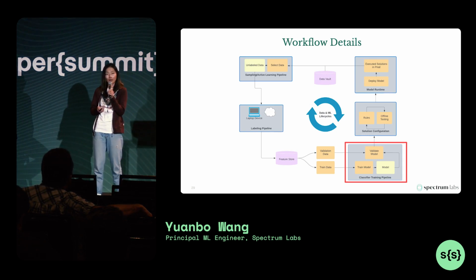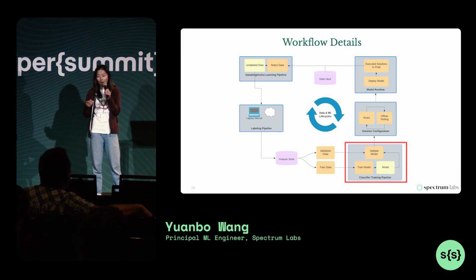And then, going back to this diagram again, I'm going to be talking about the lower right half of this diagram, which is: once we get data, we train a model, we have a model, we validate it, and then we want to directly plug it into the production system so it's serving ready.